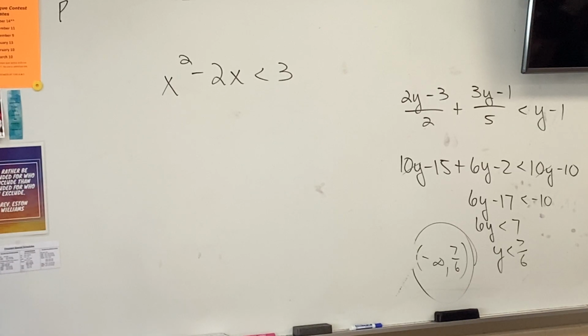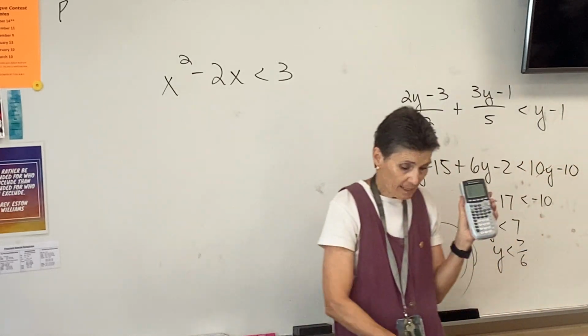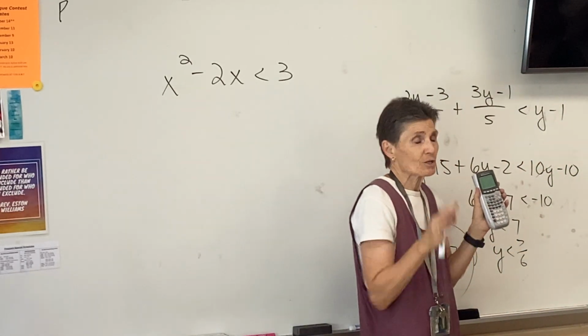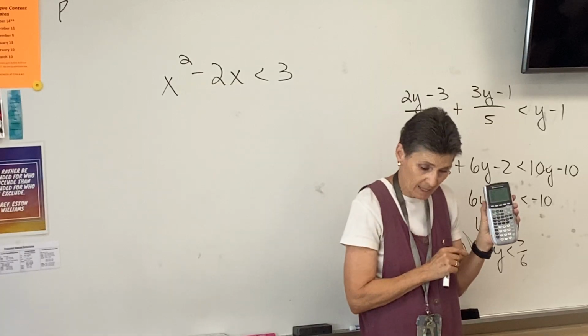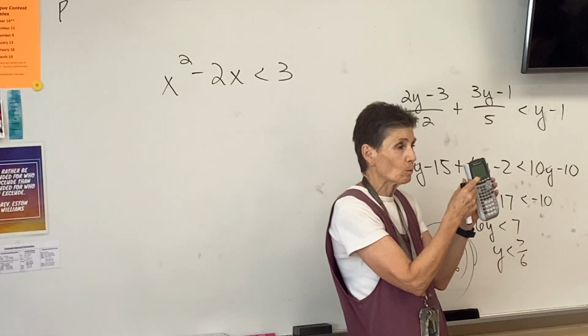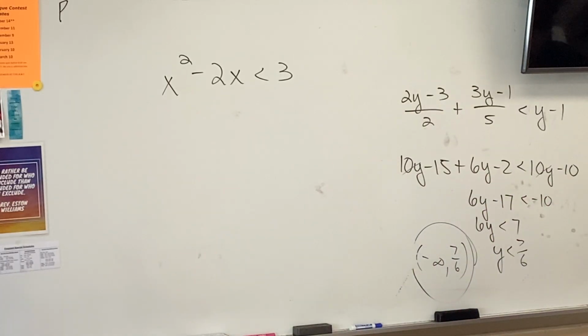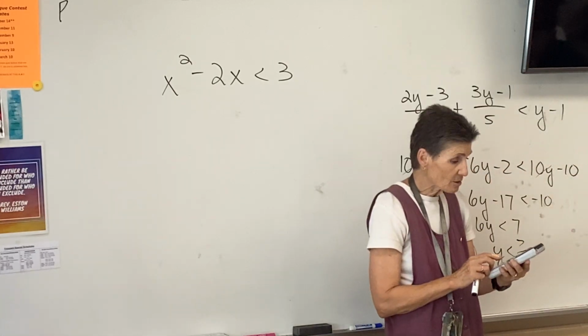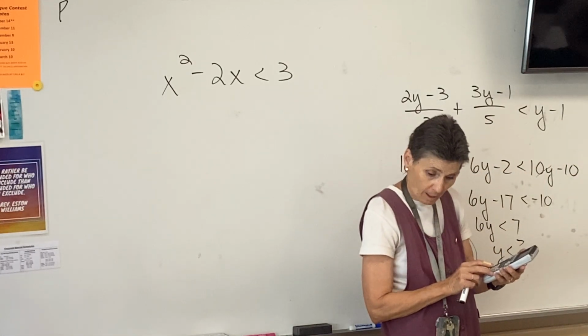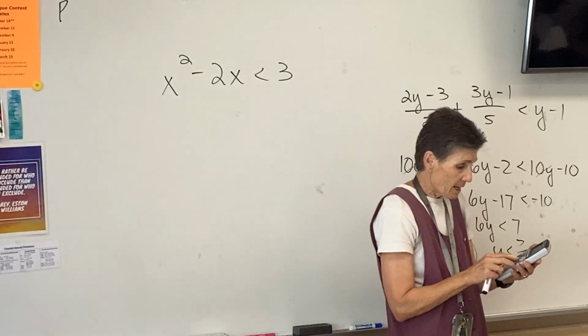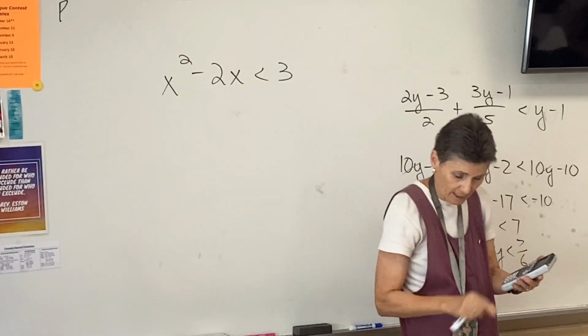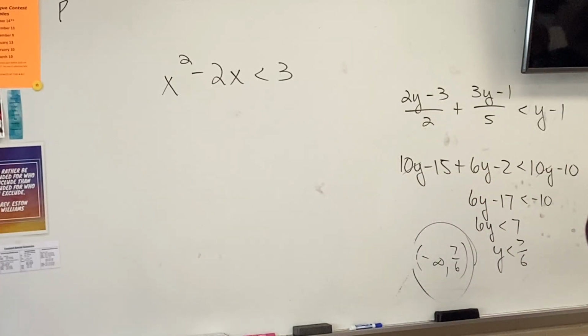Okay, now let's go to y equals. And let's put in each side of the equation as a separate thing. So y equals, we're typing in x squared. Remember your variable button right there? That's where you get your x. So you're gonna press x squared minus 2x. And then for y sub 2, let's put in 3. So the left side is one equation, the right side is the other equation. And then let's press graph.